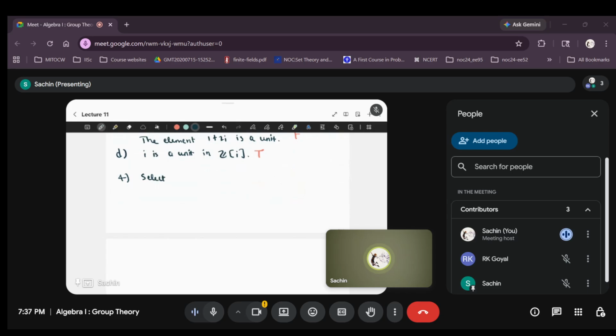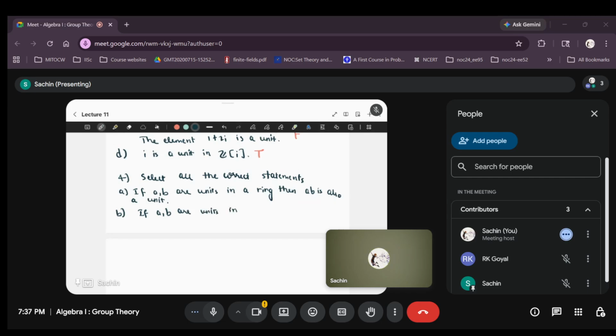Next, select all the correct statements. Again, now only two statements. First one is if a, b are units in a ring, then ab is also a unit. Part B says if a, b are units, then a plus b is also a unit. Which of these is true?